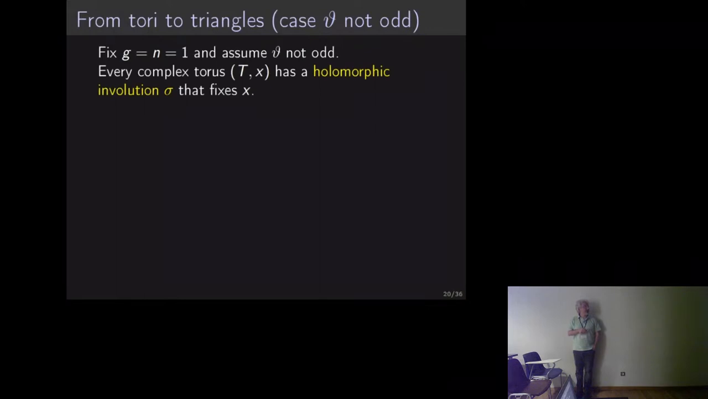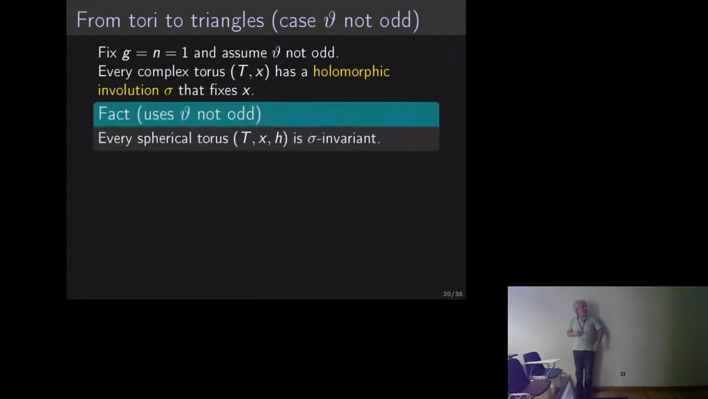In this case, we know that complex tori have an involution, right? They are a group, so you can send a point to minus itself. The conical point will play the role of the neutral element of the group, and then the inversion gives you a holomorphic involution. The interesting thing in this case is that if theta is not odd, even the spherical metrics we have here are invariant under this involution. So you look at the developing map and you play with it. This is the key thing that simplifies, because then you can quotient these metric surfaces by the involution and reduce to the sphere.